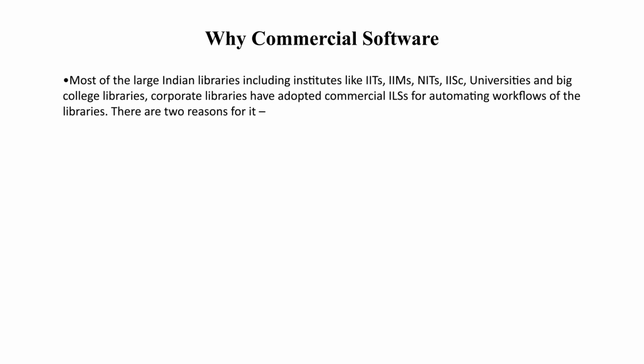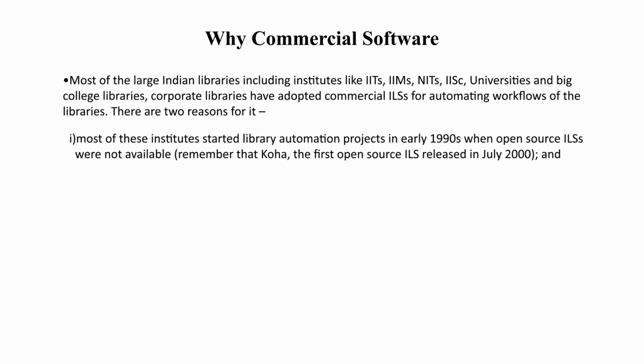The reason is that most of those libraries started their automation projects before the 1990s or during the 1990s, when open source was not at the same pace, or you can say the same stage, as it is at present. So these libraries had already adopted a particular form of software, available at that time, for their automation job.